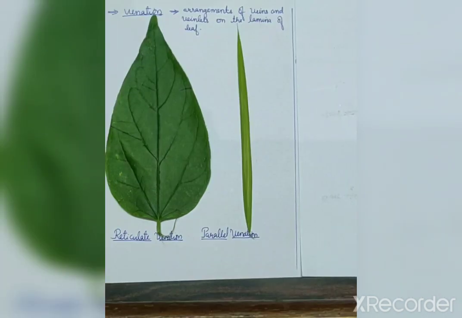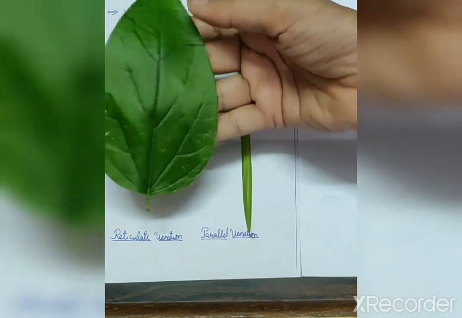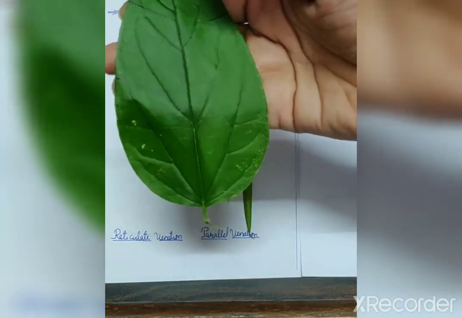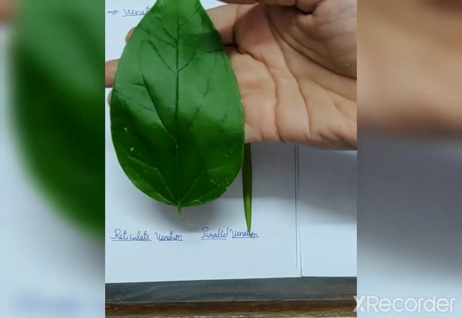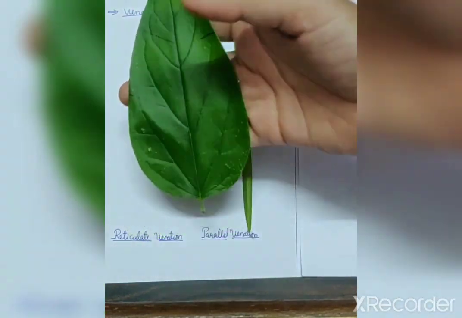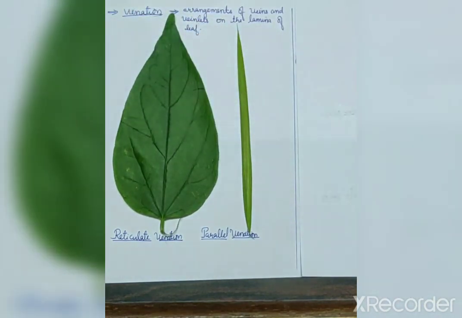Now the next topic is venation. What is leaf venation? That is the arrangement of veins and veinlets on the lamina of the leaf. Yes, we already know that this portion is called the lamina and these are called veins and veinlets. But the arrangement of these veins and veinlets is also different in different species of plants. Now here we will study the different types of leaf venation. Generally two different types of leaf venation can be seen in leaves, that is reticulate venation and parallel venation.